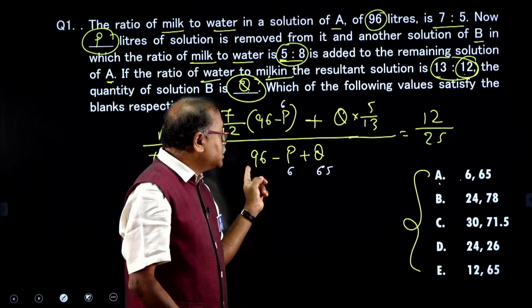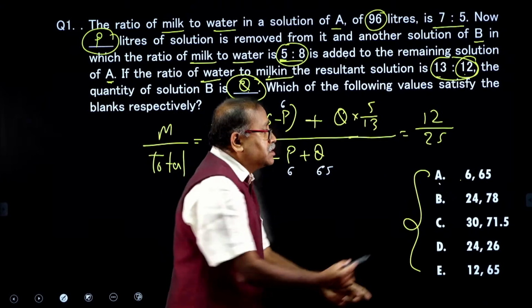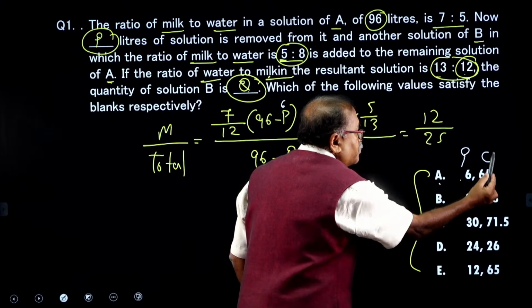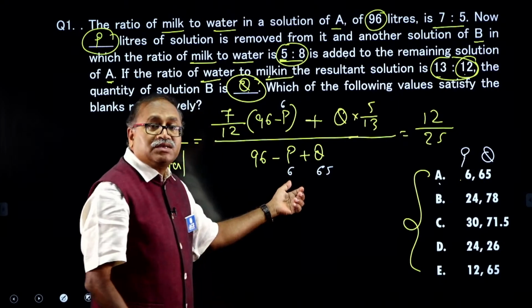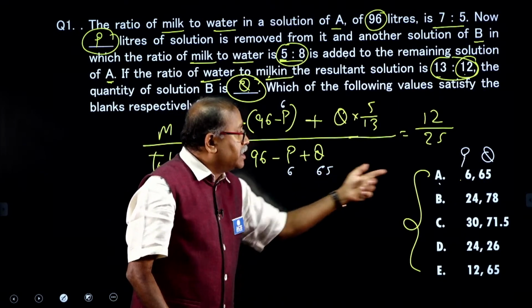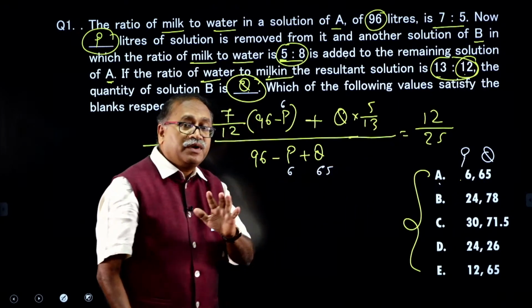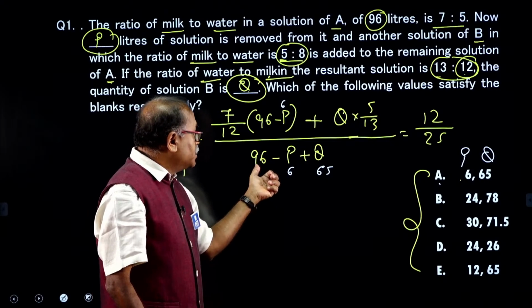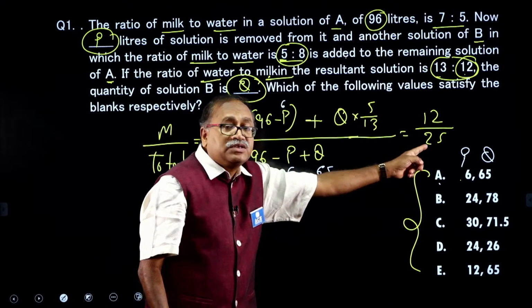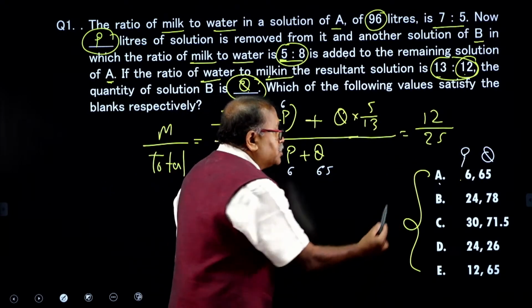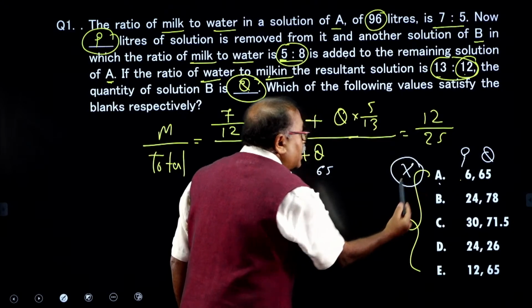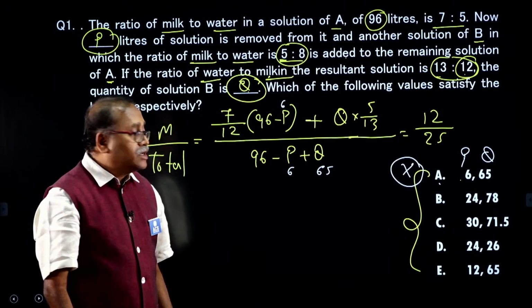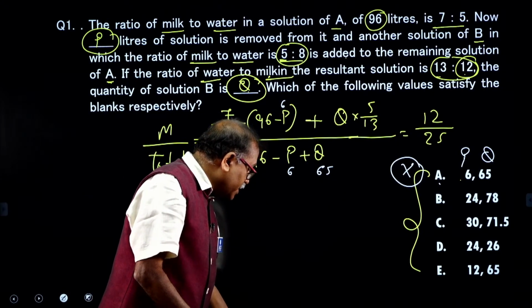So, once again I see that this is P and this is Q. If I place the P as 6 and the Q as 65, option A, I am verifying option A, then I am getting this one as 90, 155 is not multiple of 25. So, option A not valid. The same way you check the second option, my dear friends.